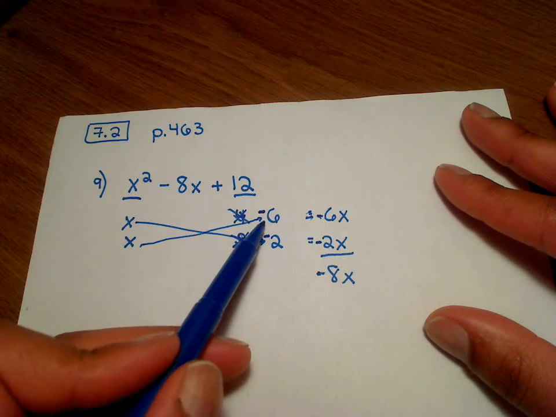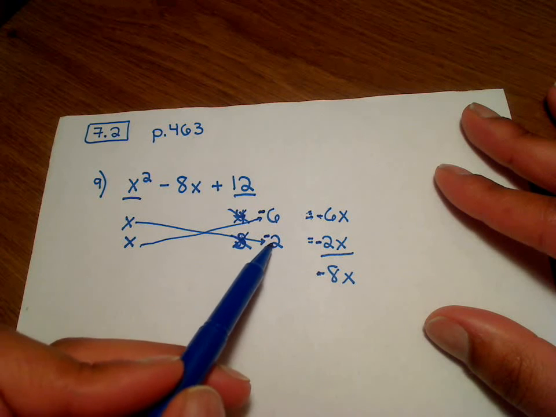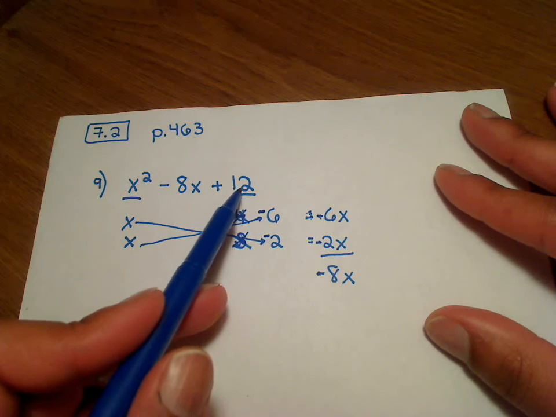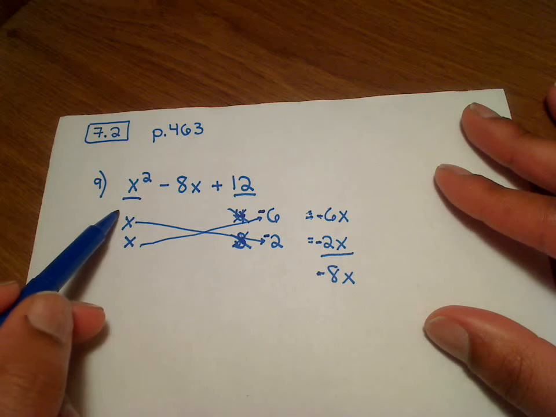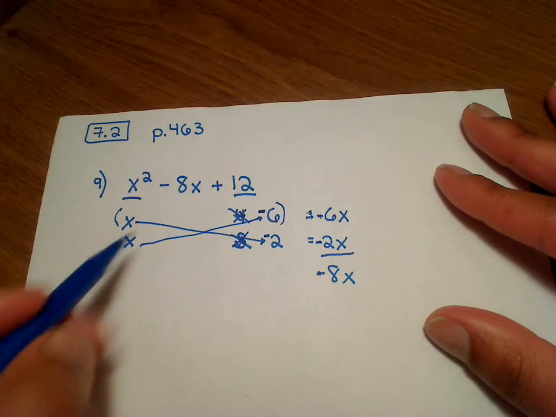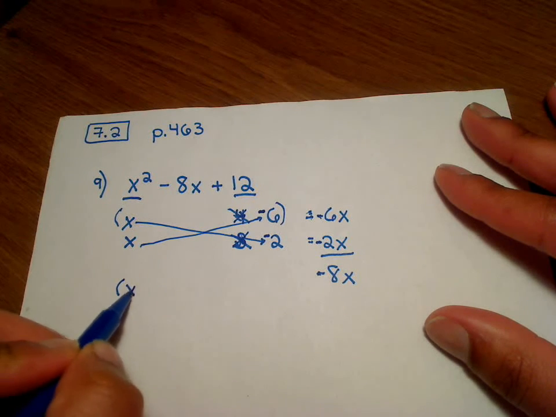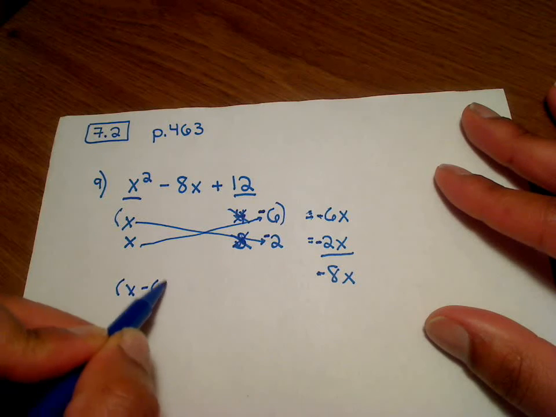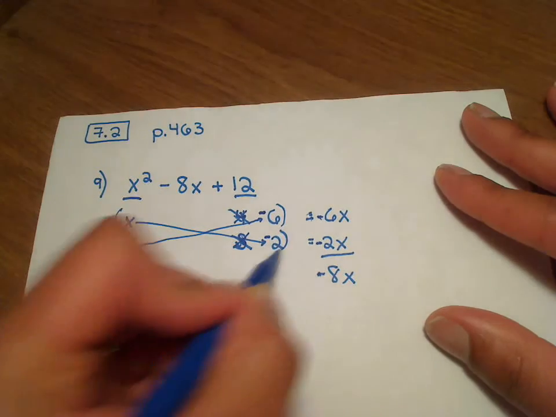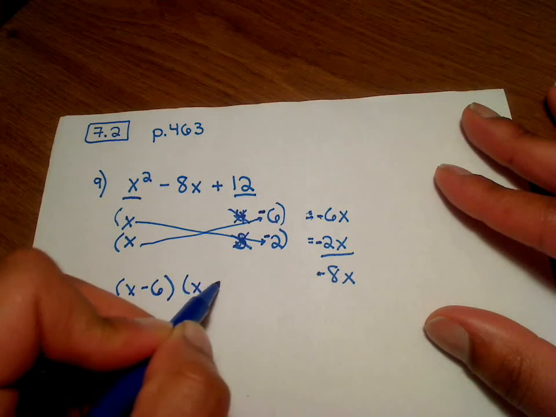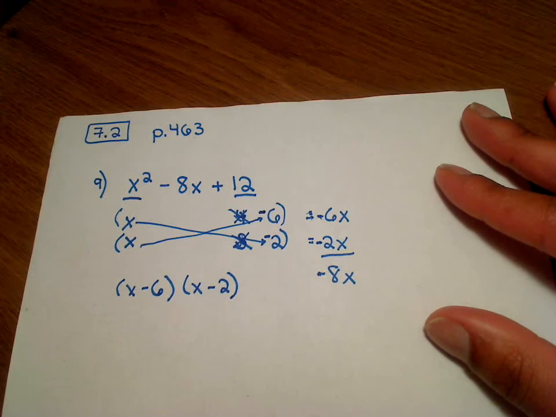But also when I multiply negative 6 times negative 2, I get positive 12. So now I just put them together straight across, and I have x minus 6 times x minus 2. And there's my factored problem.